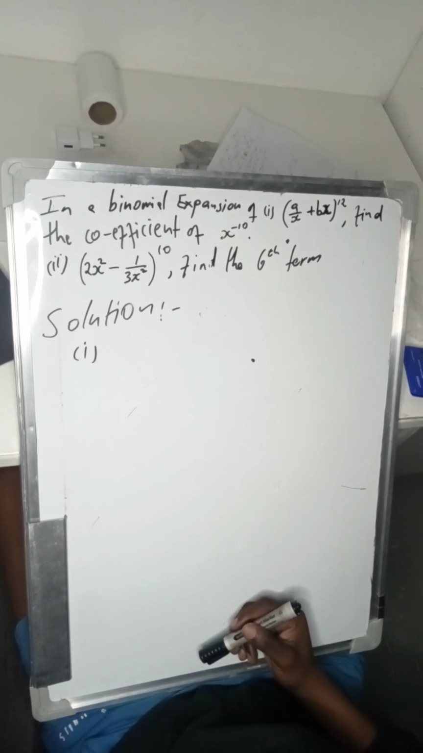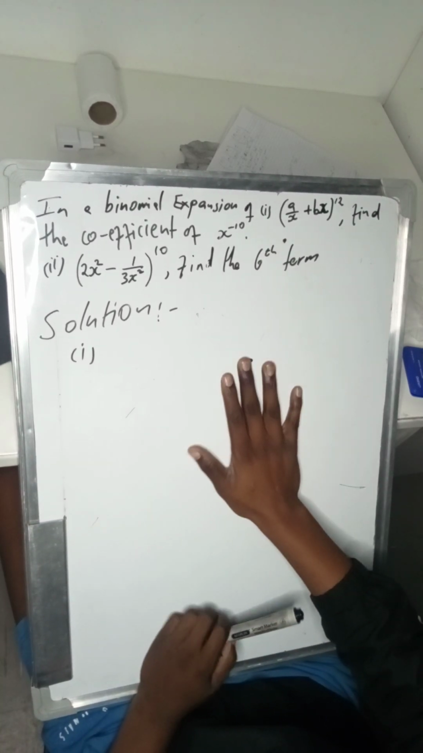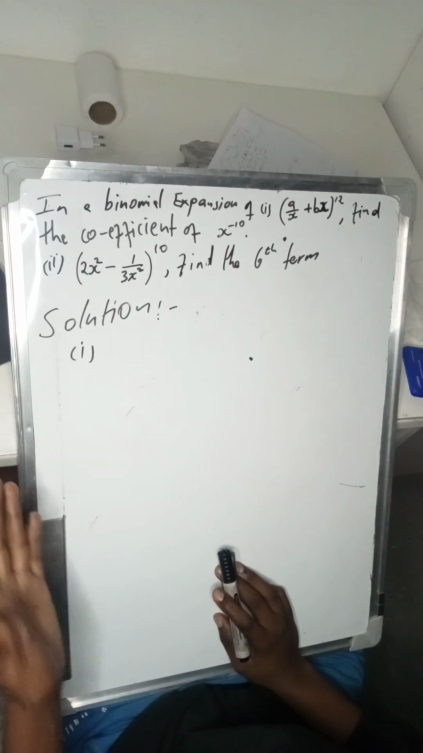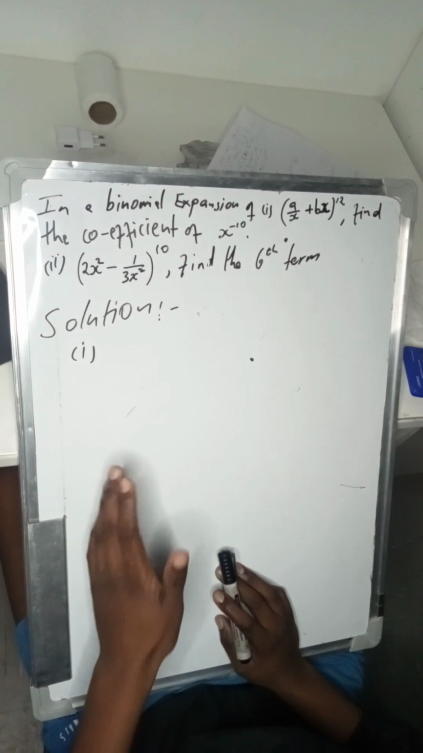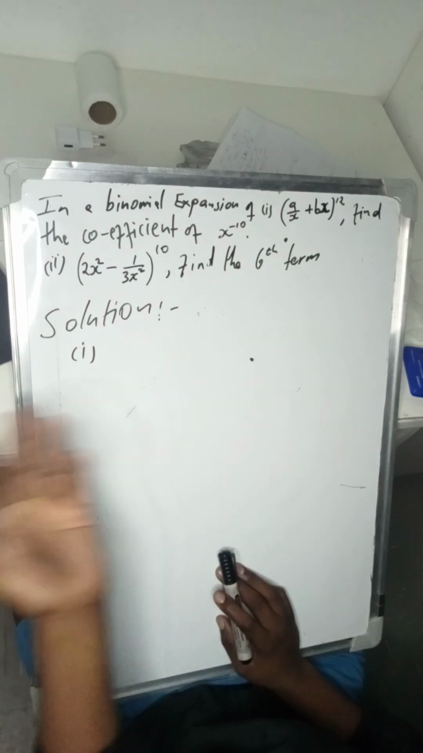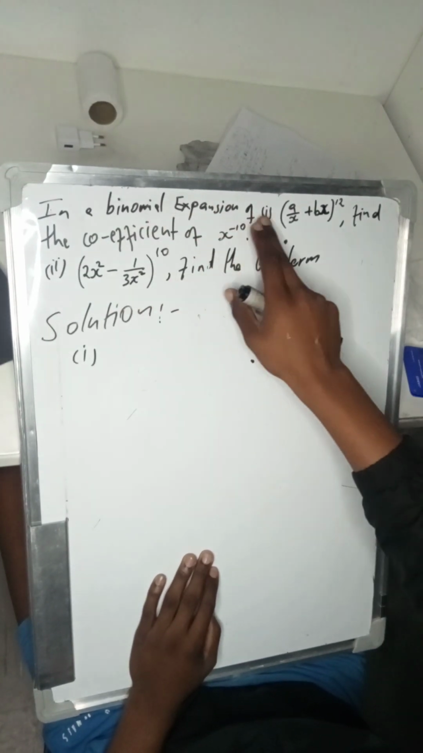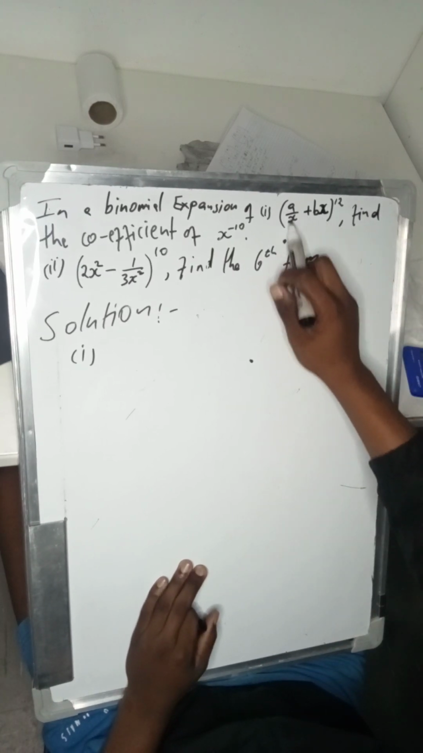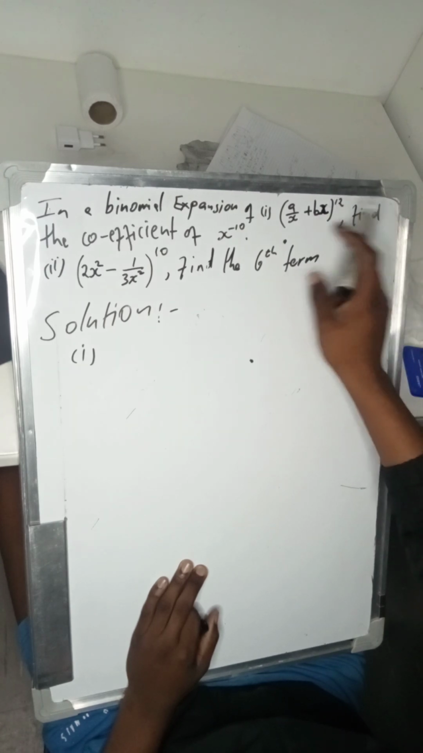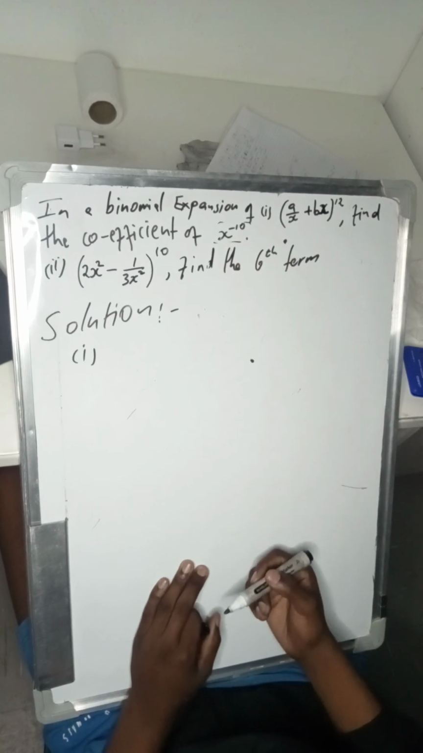Okay, we have compiled a list of problems. So now we're going to be solving these kinds of problems whereby you are required to find the coefficient, then you are required to find the nth term, let's say. So here in a binomial expansion of this a over x, you can read that on your own. Then find the coefficient of x to the power -10.